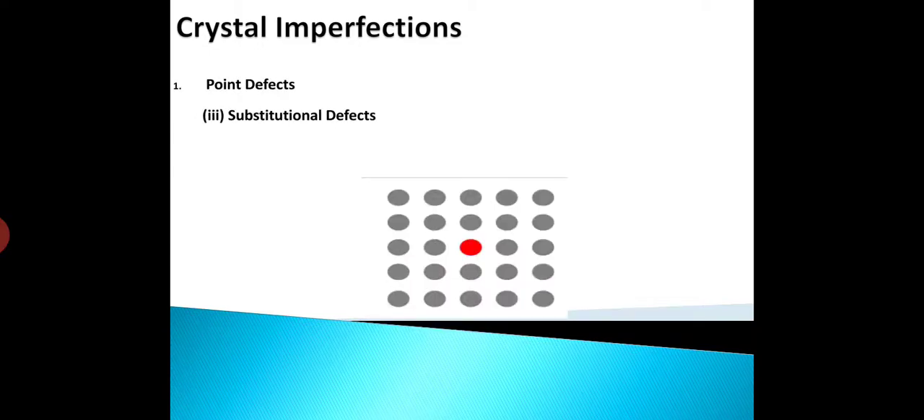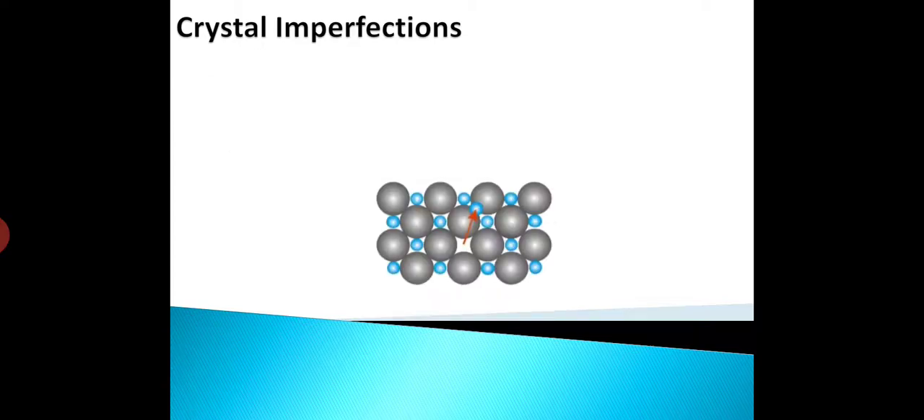The third type of defect is the substitutional defect. As shown in the figure, it is due to a foreign atom occupying a regular position of atoms. The red colored atom occupies the position of regular atoms, so this type of defect occurs.